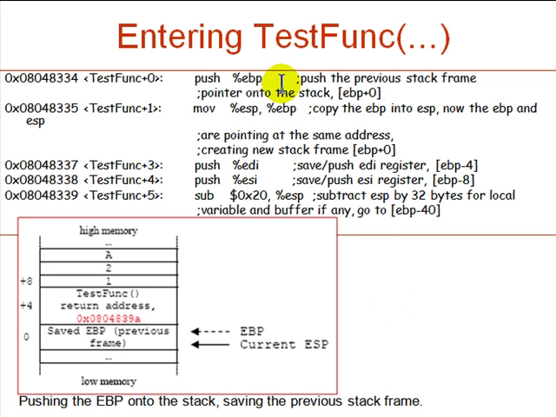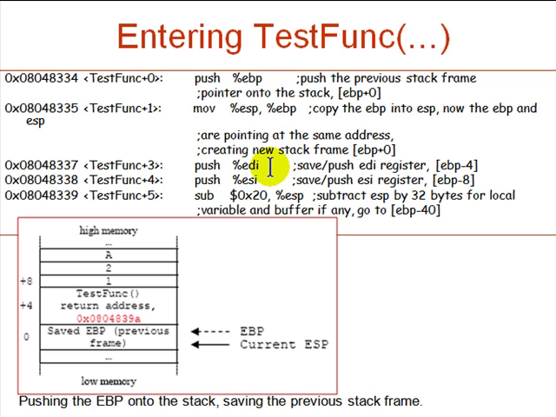The first thing a function will do is save the previous stack frame, because it's going to need the stack frame to make space for itself. Then it will move the stack frame up by a certain amount. So EBP is pushed onto the stack. Then ESP is copied into EBP. Now EBP and ESP are pointing at the same address, and you are creating a new stack frame.